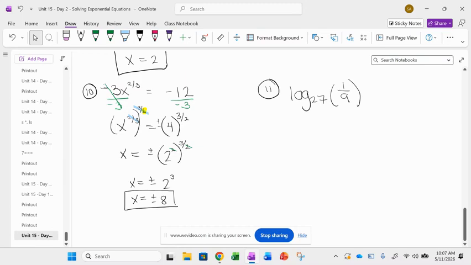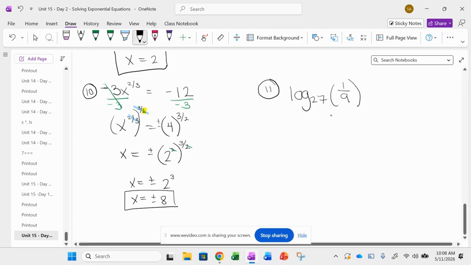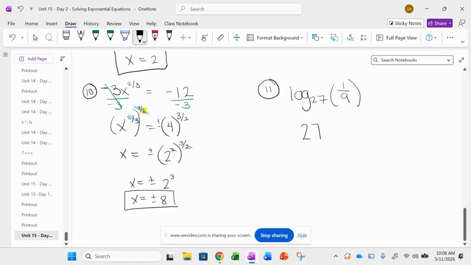Remember when we first started talking about logs, does a log need to be written as an equation? No. A log does not need to be written as an equation, but we could still change it into an exponential equation. So who remembers? How would I change log base 27 of 1/9 into an exponential? Base 27 to the x equals 1/9. You got it. 27 to the x power equals 1/9.